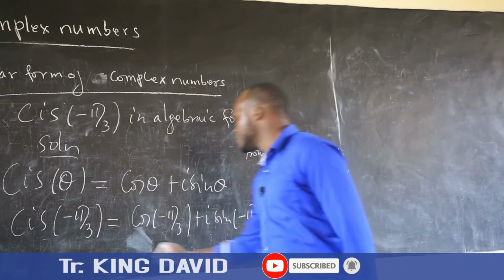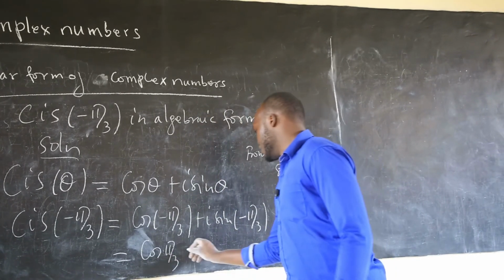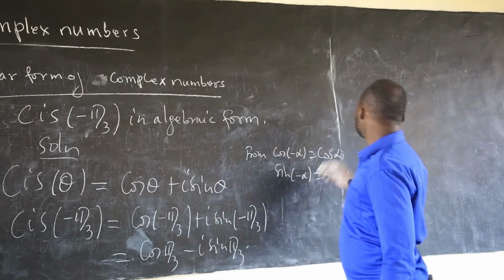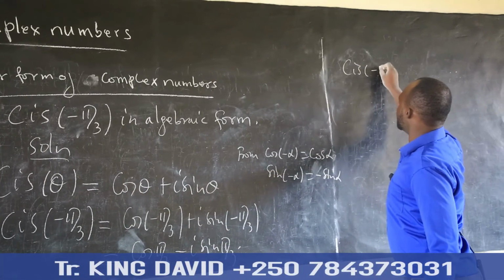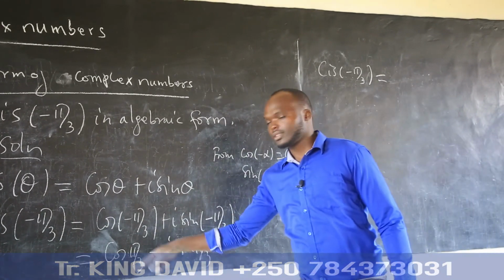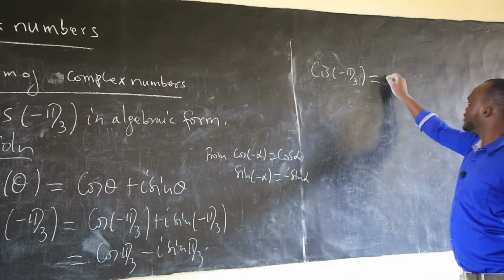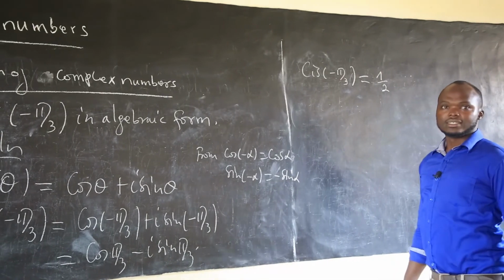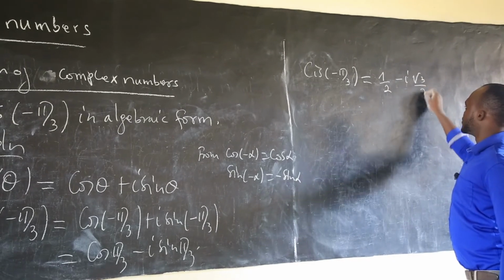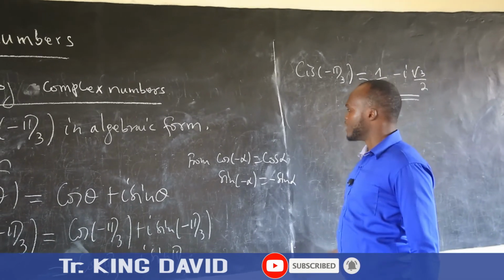So this is cos pi over 3 minus I sin pi over 3. Therefore, CIS of negative pi over 3: this is 60, cos 60 is a half, and sin 60 is root 3 over 2, so minus I root 3 over 2. So that is the answer.